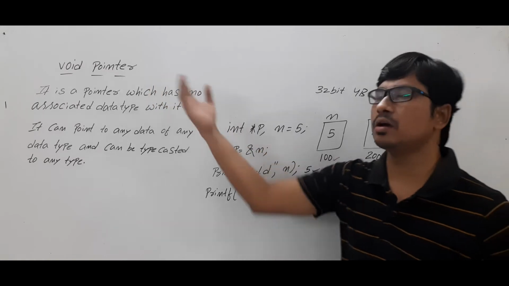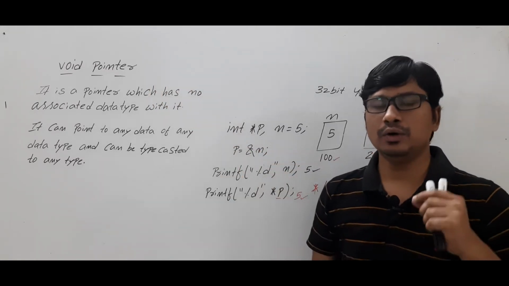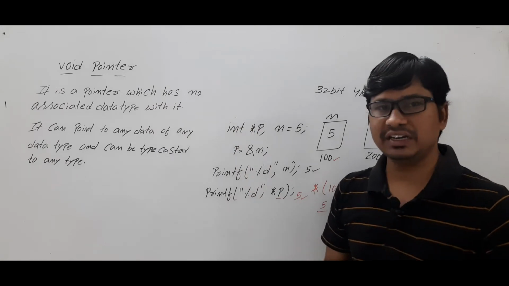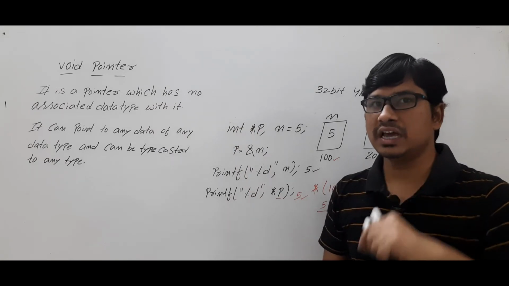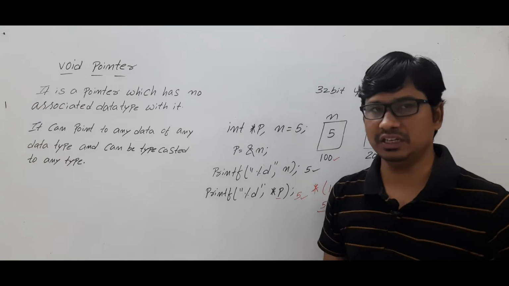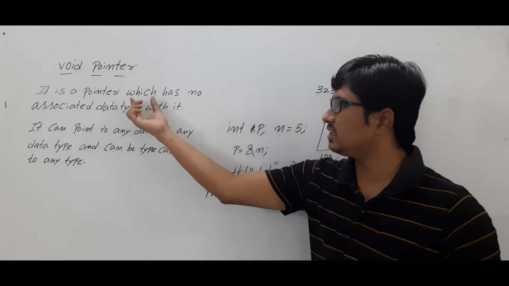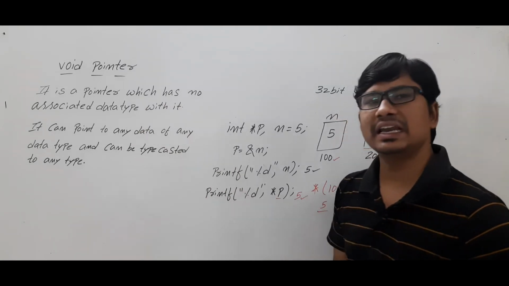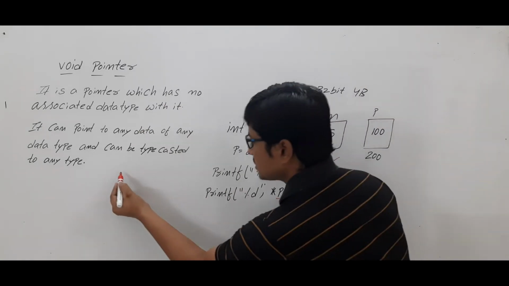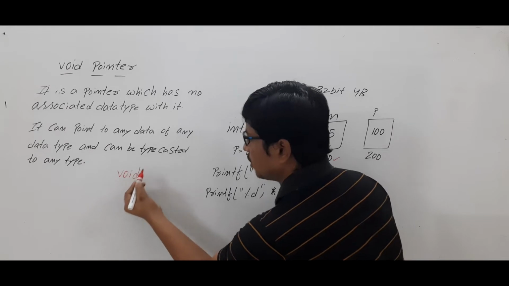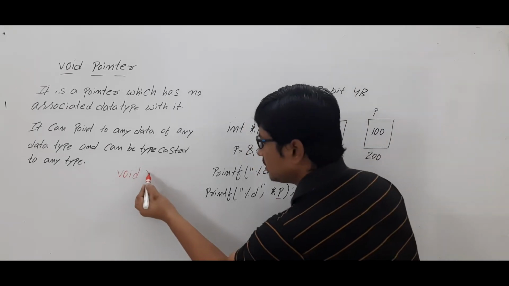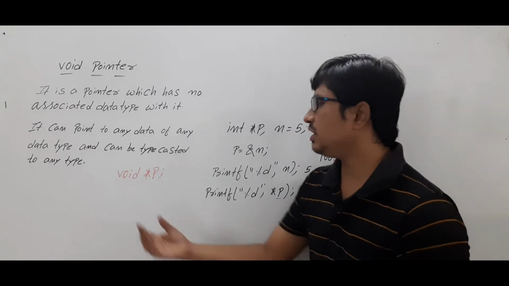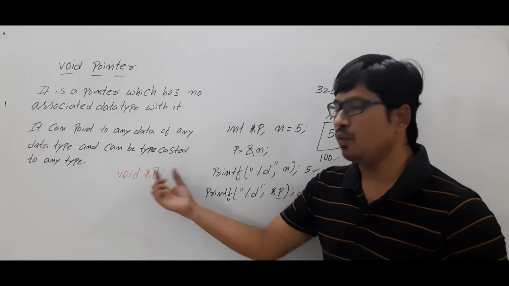Now let me discuss about void pointer. As the statement I have written here, the void pointer is defined as a pointer which has no associated data type with it. Look at here, it is a pointer which has no associated data type with it. So how can we declare a void pointer? We can use a keyword called void and then pointer name. Is it clear? This is the way you can declare a void pointer.